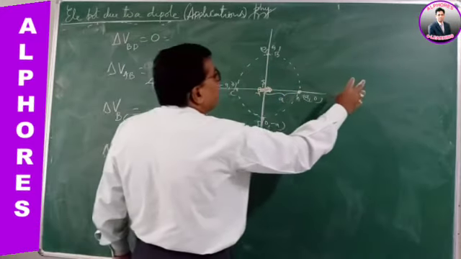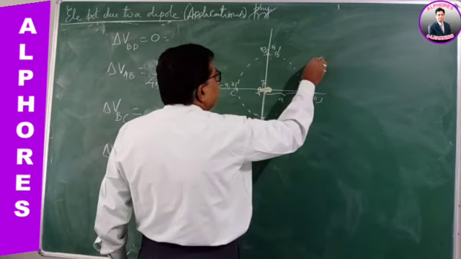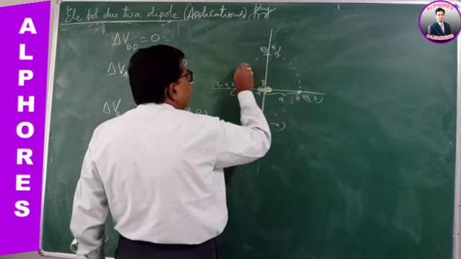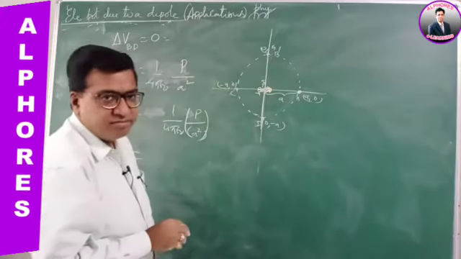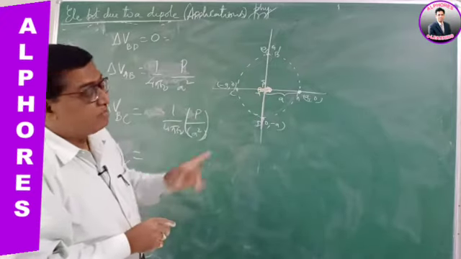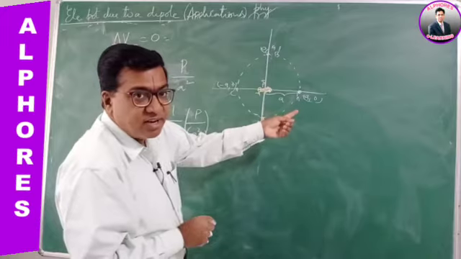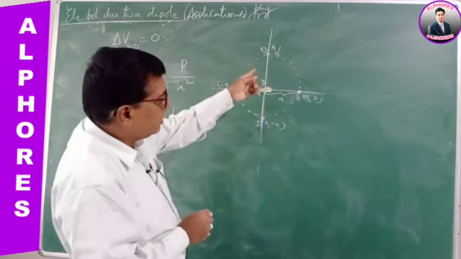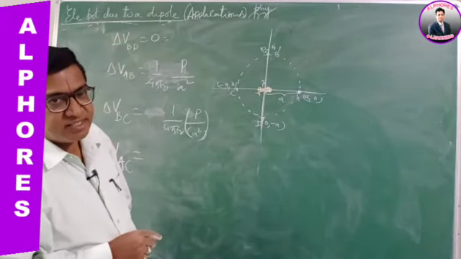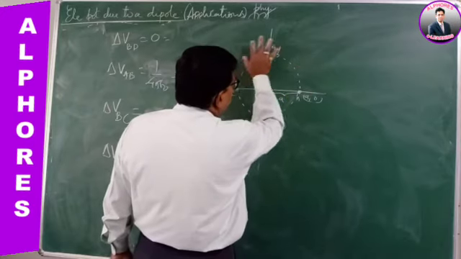As you move from the right side of the dipole to the left side, the potential is positive, on the y-axis it is 0, and on the left side it is negative. The potential changes from positive to 0 to negative; that way it is varying. Potential varies inversely; it is an inverse square law. On this line it is 0, and the potential changes like this.